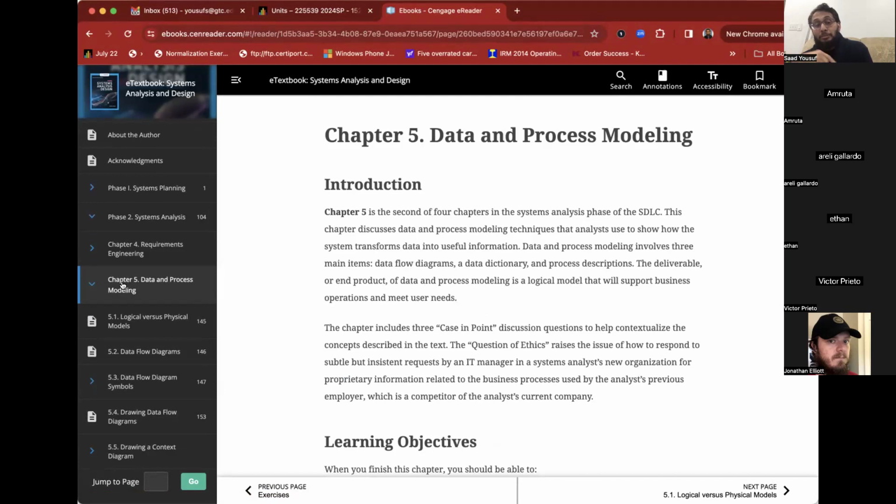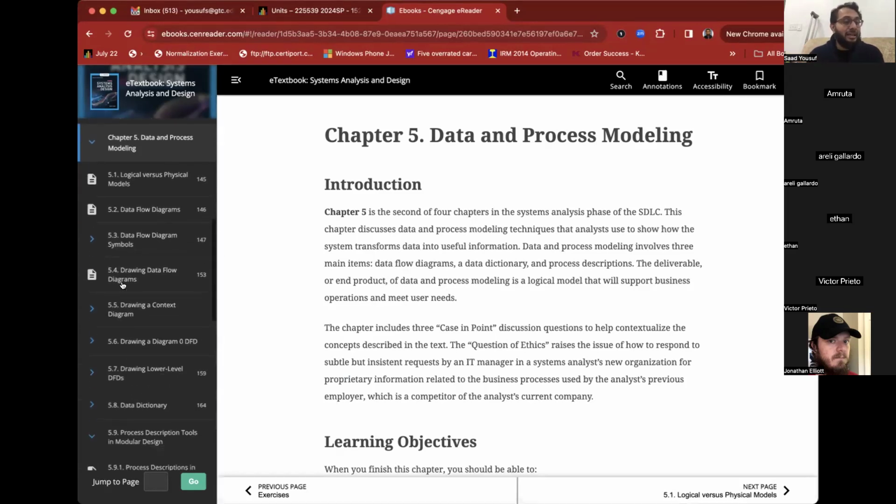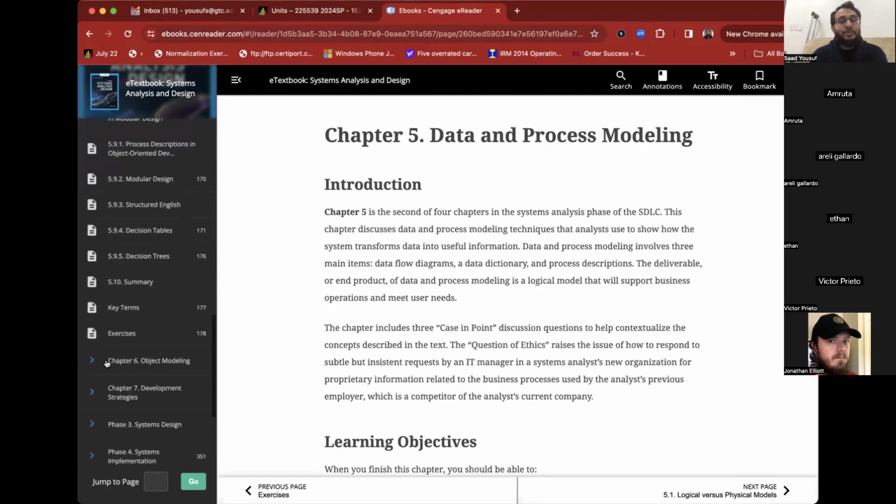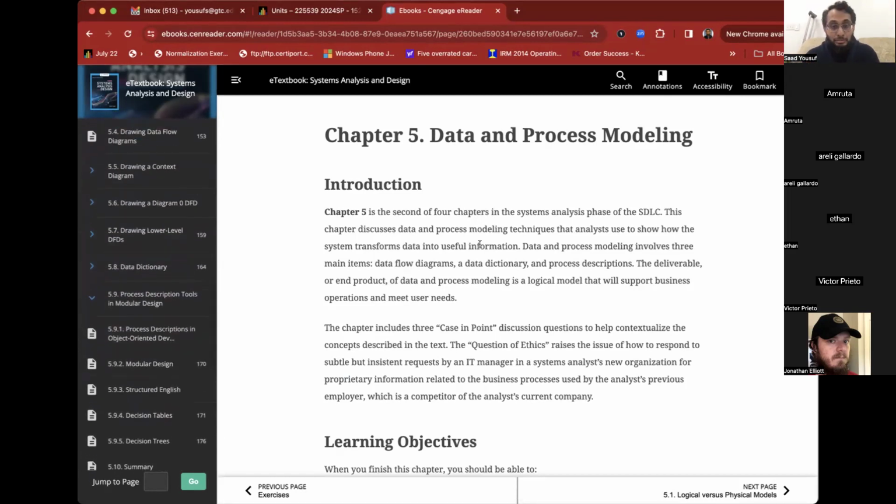Chapter number 6 is a little bit heavier on modeling, but it's more geared towards programming. Chapter 6 is modeling for an object-oriented programming language, about object modeling. Chapter 5 is modeling for a process and the data. So they have a different approach towards things. Chapter 7 is about development strategies. And then we go into phase number 3, which goes into UI and data design and system architecture. But for now, let's concentrate on chapter number 5.